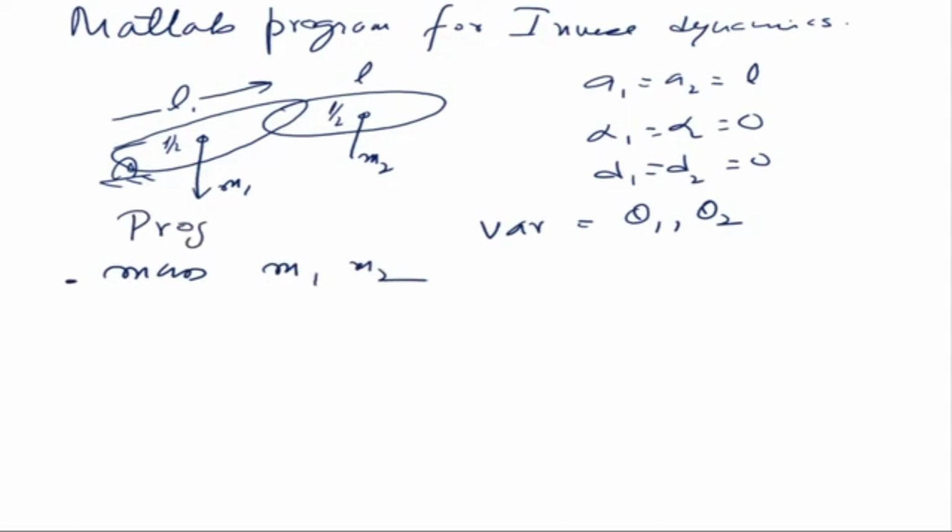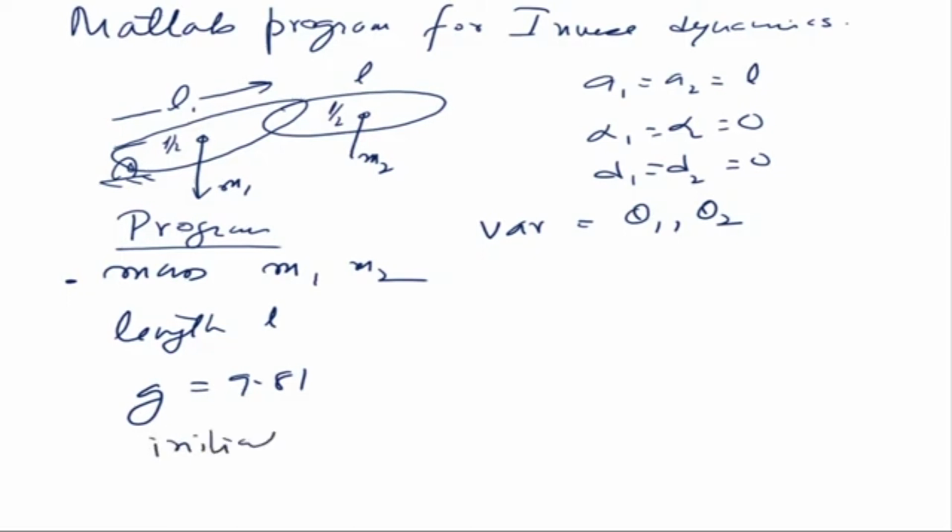So this is how the program would look like. I will show you the actual program in MATLAB. I'm just giving you the overview of the program. So first we define the mass, then we define the length as L. Then we define gravity, G is equal to 9.81. Then we define the initial and final positions of theta 1 and theta 2. After that we define the time of motion.